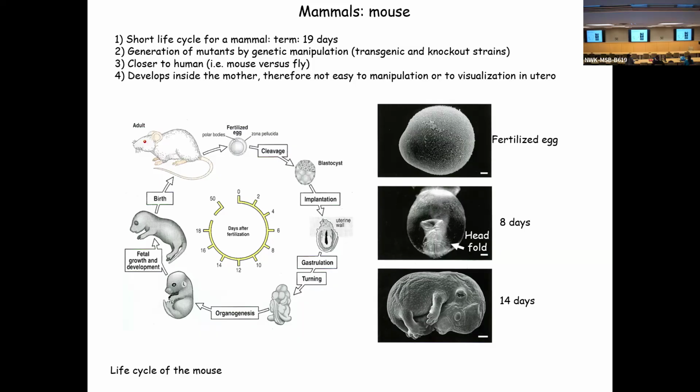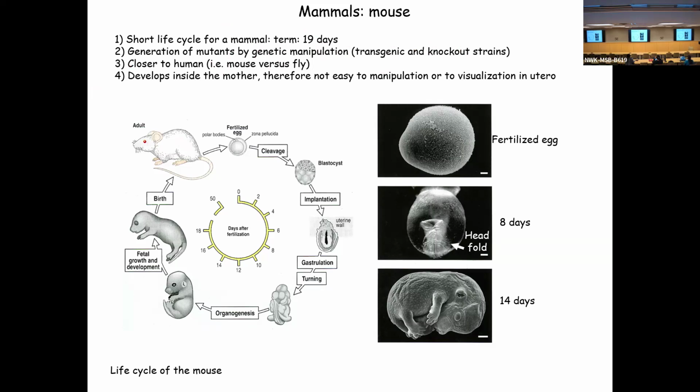And once I have that, then I can get access to any mouse model, knockouts, knock-ins, substitutions, etc. So that's for the mouse. It has a short life cycle, 19 days. Generation of mutants by genetic manipulation, can do transgenics, knockouts, knock-ins, etc. It's closer to human than, for example, a chicken.